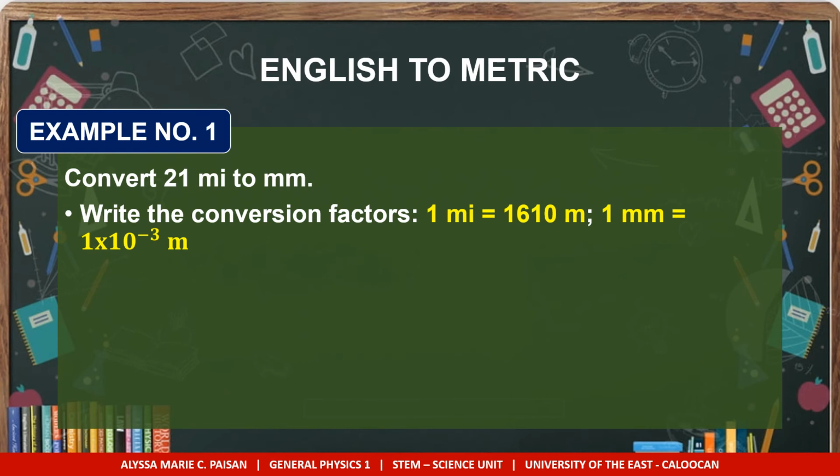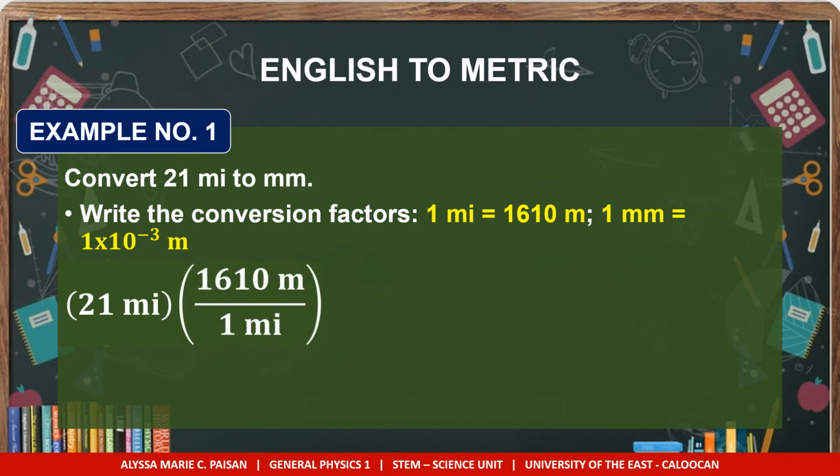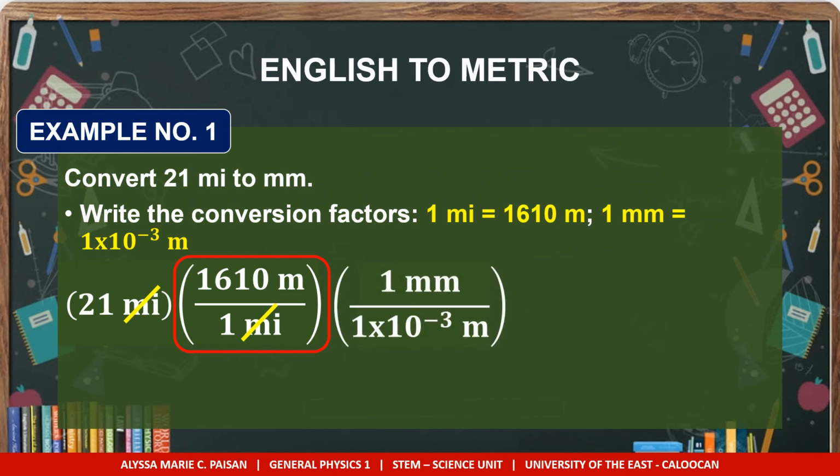Now, how do we write our given? Our given will be 21 miles, and then beside that, we will write the conversion factor so that the mile unit will be cancelled. So our conversion factor will be 1,610 meters over 1 mile. And then our next task is to be able to cancel the unit meter. So the second conversion factor will be written as 1 millimeter over 1 times 10 raised to negative 3 meters.